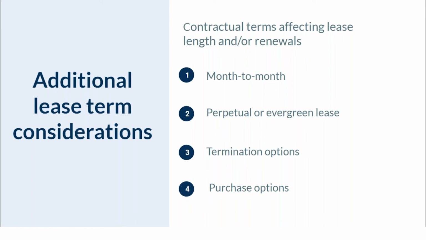So if this option is reasonably certain to be exercised, then the agreed upon date the ownership of the underlying asset transfers from the lessor to the lessee is the end of the lease term. And then lastly, when it's reasonably certain a purchase option will be exercised, this also results in classifying the lease as a finance type lease.